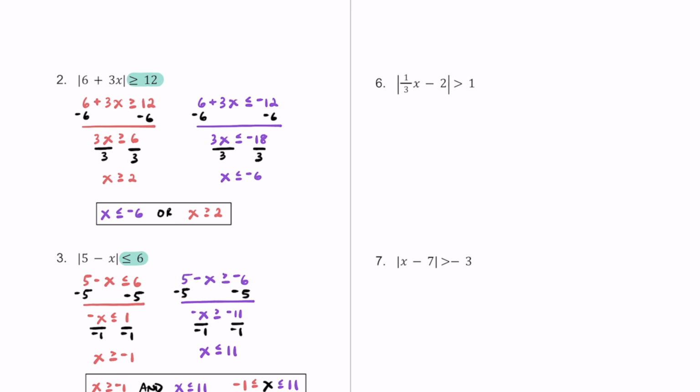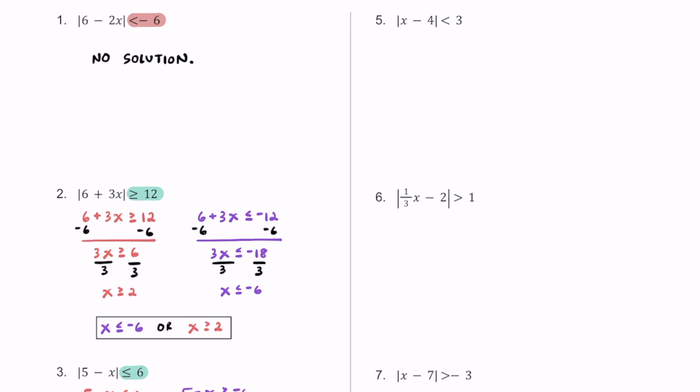Here's number 5. For number 5, we have the absolute value of x minus 4, and that's less than +3. Sure, there are some positive values that are less than 3, so this is solvable. Let's continue here. Let's split this up. So we have x minus 4 less than 3. That's one scenario. The other one is going to be x minus 4 greater than -3. Okay, let's go ahead and solve this.